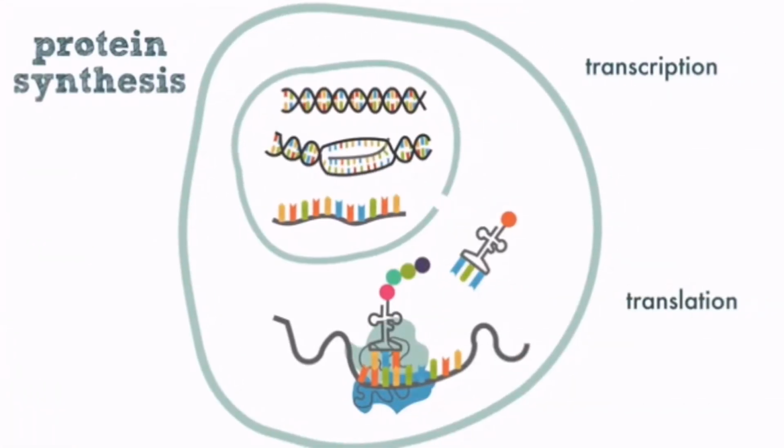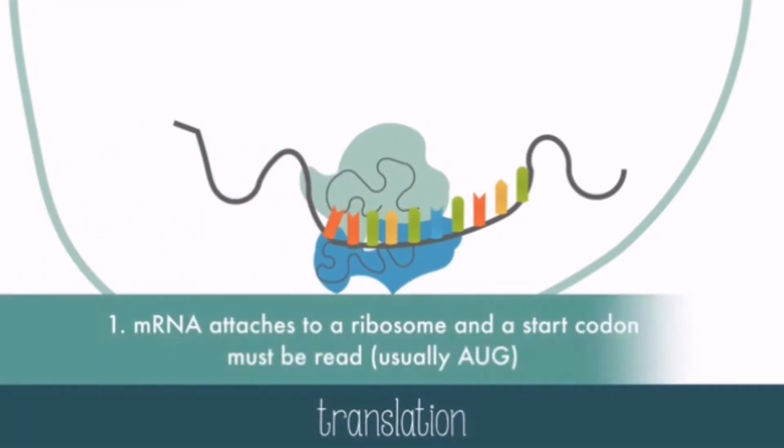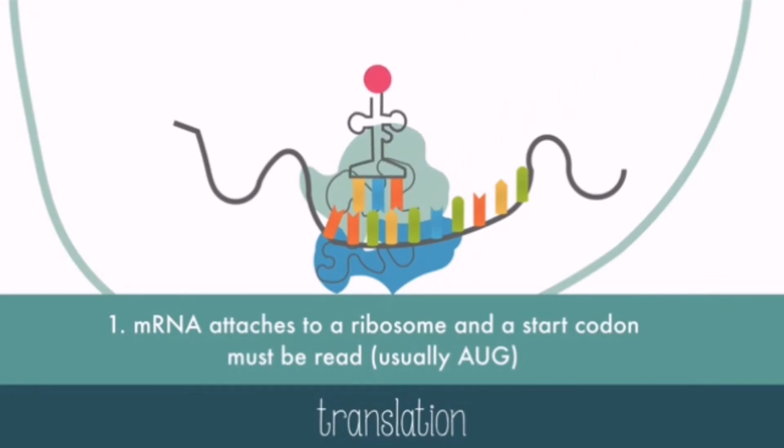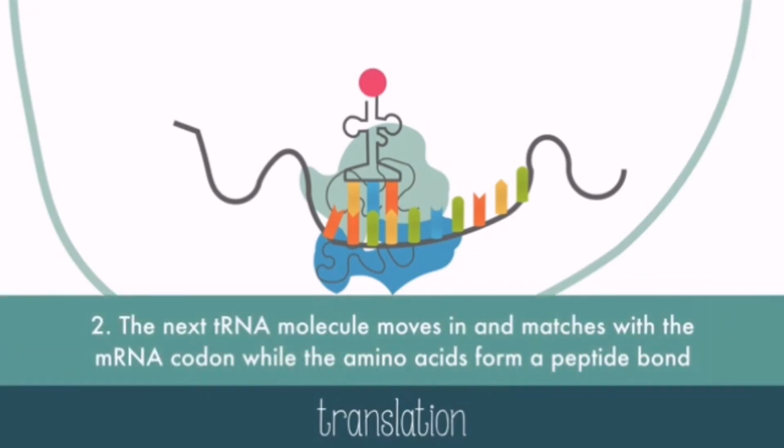Translation occurs in the cytoplasm of the cell wherever there's a ribosome. To get translation started, mRNA attaches to a ribosome, and a start codon must be read. It's usually AUG, and I remember that school starts in August, and that helps me remember AUG. The first amino acid is brought in by tRNA. The anticodon on tRNA matches up to the codon on mRNA. Then, the next tRNA molecule moves in and matches up with the mRNA codon.